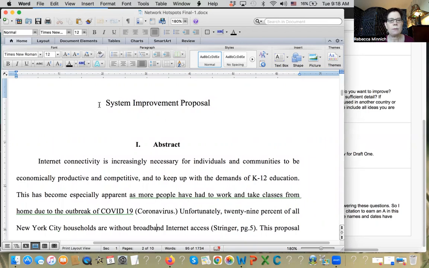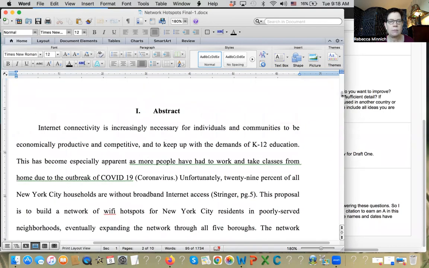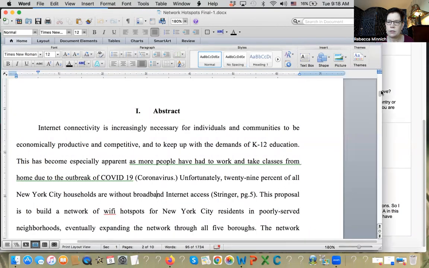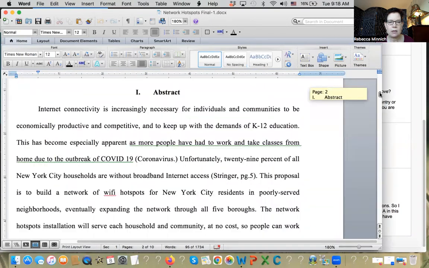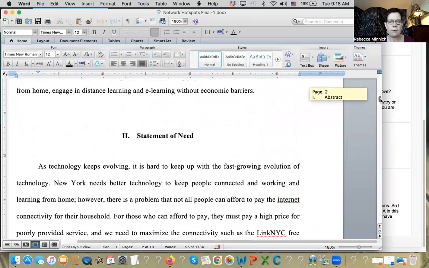So the system improvement proposal starts with an abstract, okay? So you can see the abstract. I'm gonna just make it real clear to everybody. It's just 1 paragraph, right? That's how long the abstract is, right? Number 2, statement of need.